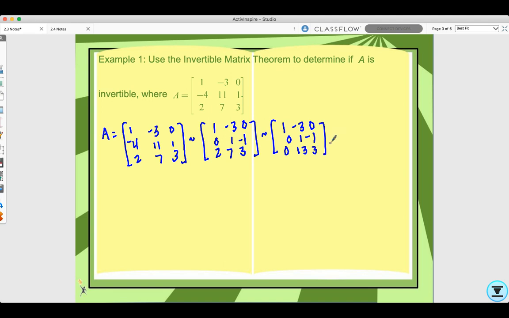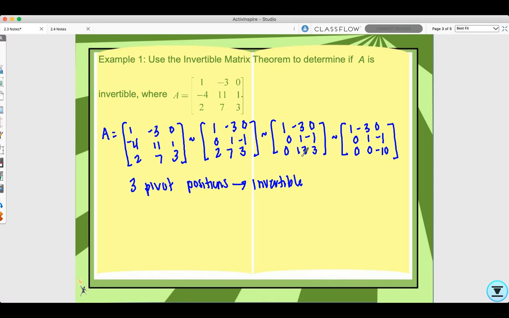And the last thing I'm going to do is take -13 times row 2 and add it to row 3. So here I have 3 pivot positions, so it is invertible, because that equals my n.